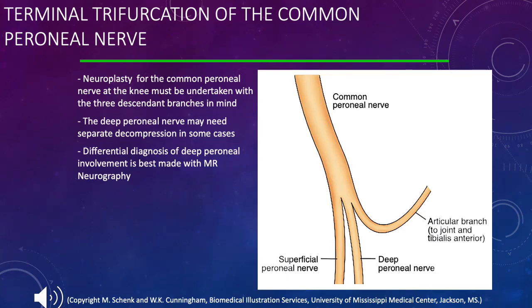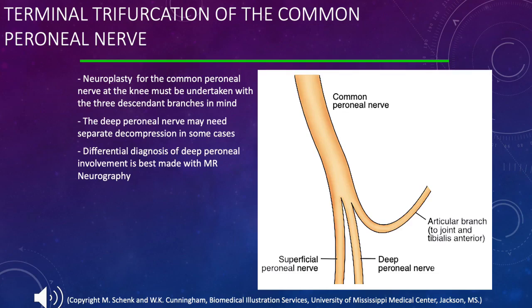Now, in any sort of complex neuroplasty or repair affecting the peroneal nerve at the knee, it's important to consider the anatomy. For most routine entrapments at the fibular head, you can think of this really as a single peroneal nerve because most of the entrapment takes place before there's significant bifurcation or trifurcation of the nerve. However, sometimes the problem extends a bit more distally.